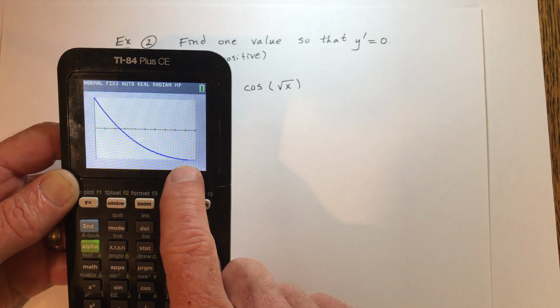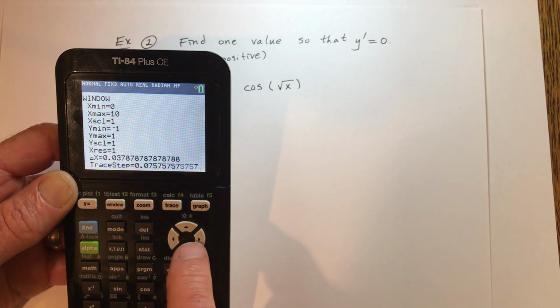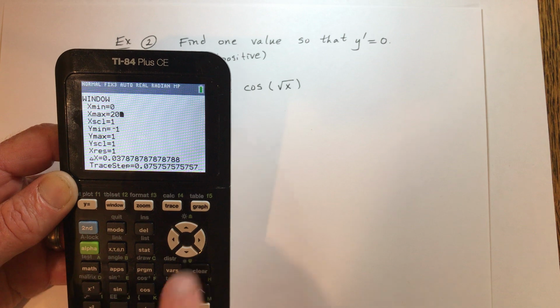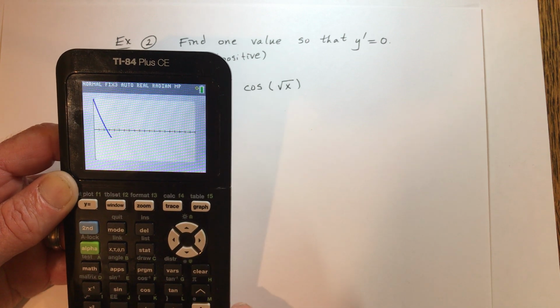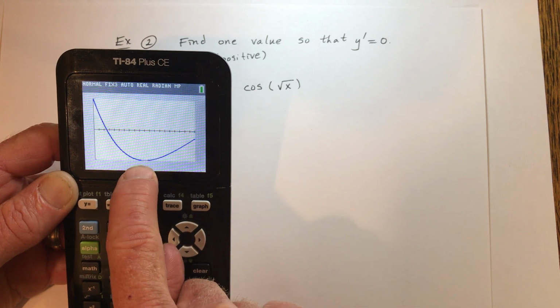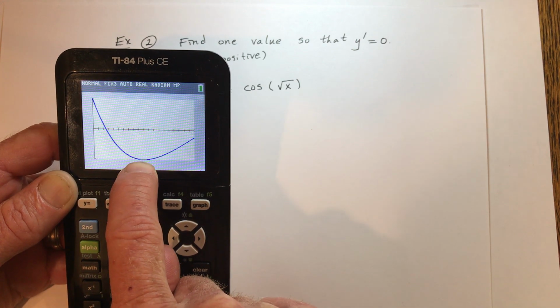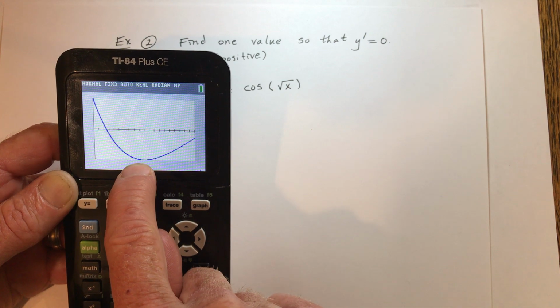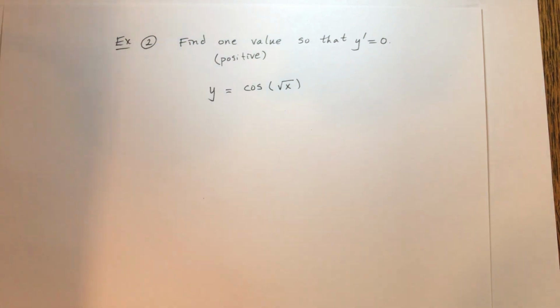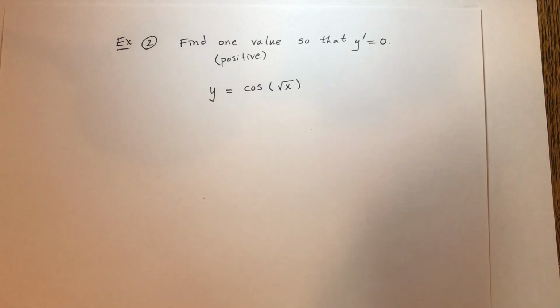Oh, almost made it. How about from 0 to 20? Okay, so right there, that's where the derivative would equal 0, when it reached that bottom point right there. Now, actually do the calculus.